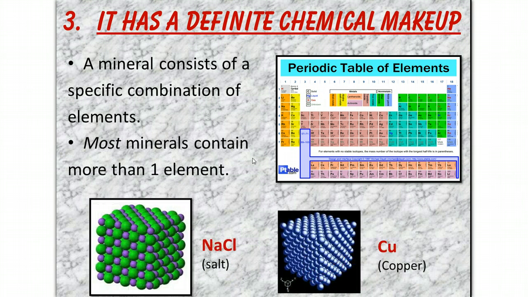Most minerals contain more than one of these elements. There are some elements like copper, which is on the right, gold, silver, that are made of only one element. However, most minerals that we come into contact with have more than one element, like the mineral salt. That is a combination of sodium chloride, NaCl. So the NaCl is the chemical makeup of salt. Cu, copper, is the chemical makeup of copper.